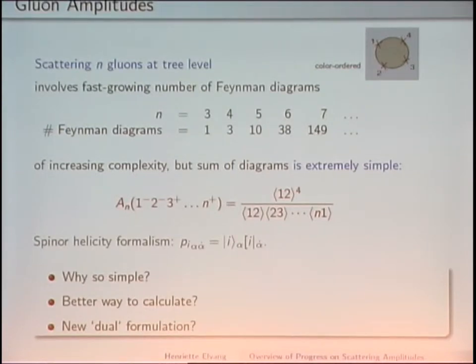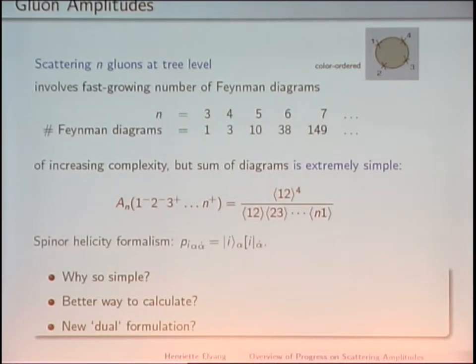Furthermore, the complexity of each of these diagrams increases as you go up. Nonetheless, it turns out that the sum of the diagrams ends up being extremely simple. It's just this one-term expression, at least for the case where two of the gluons have negative helicity and the rest positive. So it's this simple ratio, a single one-term expression, expressed in spinor helicity formalism. Now, I'm not going to use that much spinor helicity formalism, so let me not go into details about it.